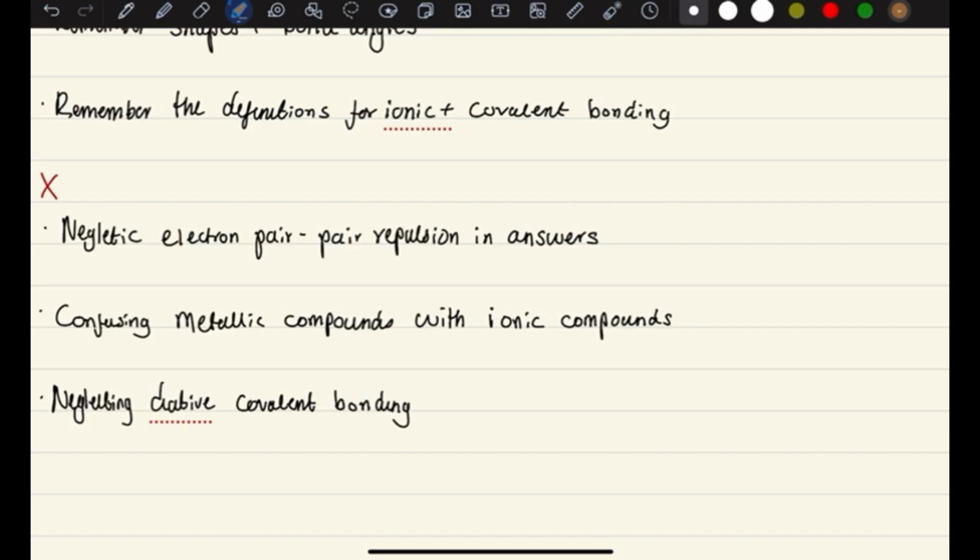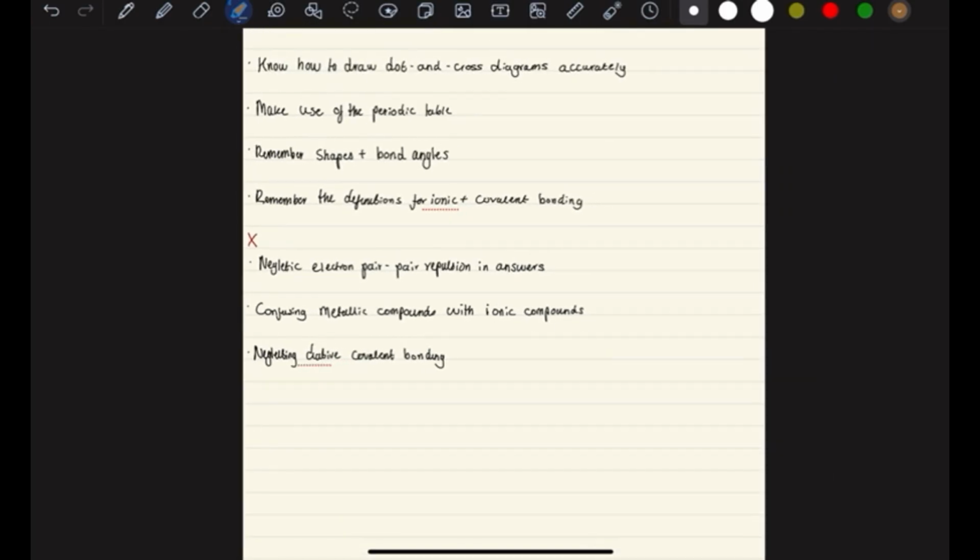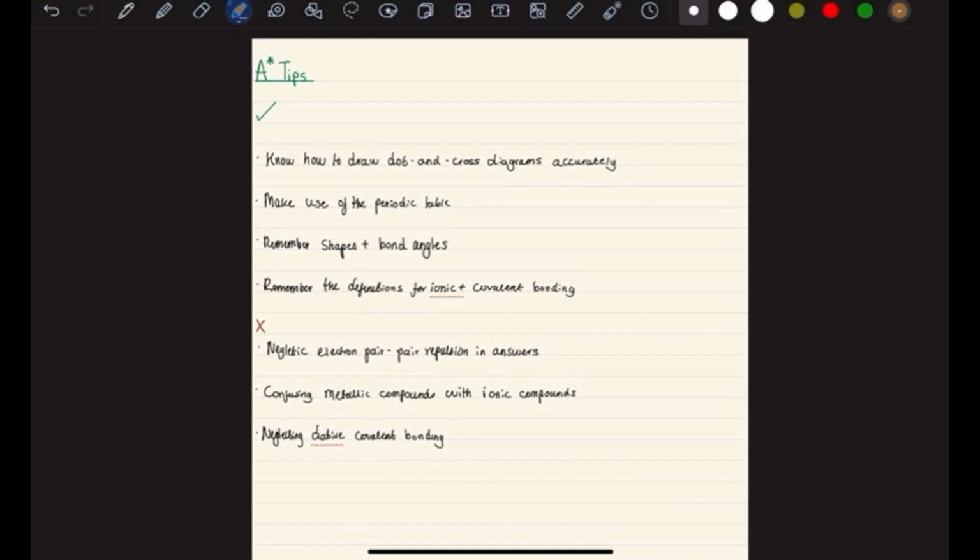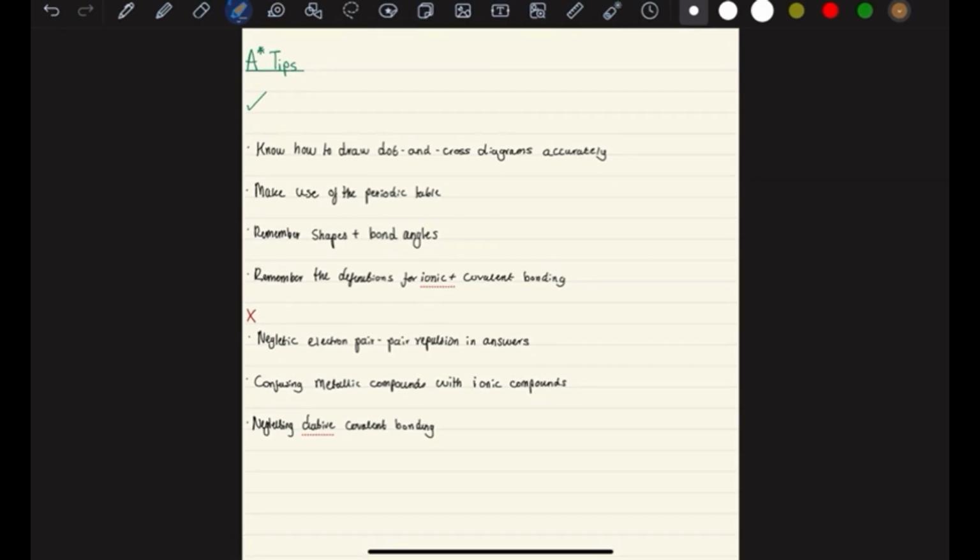And dative covalent bonding, I'm not going to lie to you. It rarely does come up, but if it does come up, you want to be the person that gains 3-4 marks on the question. Yeah. So just keep it in mind. Don't completely neglect our boy. But that is it for this lesson.